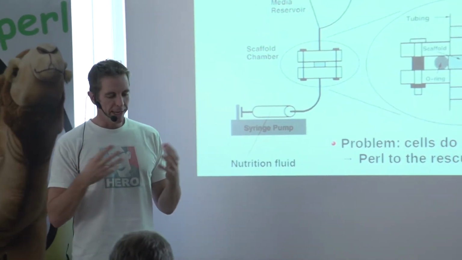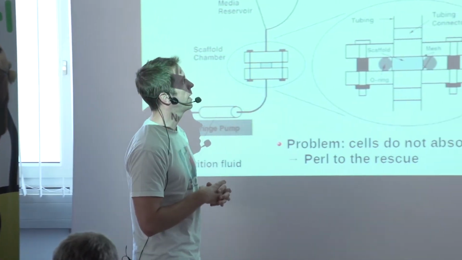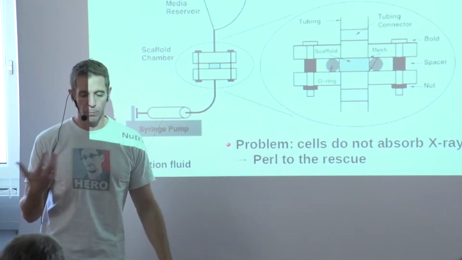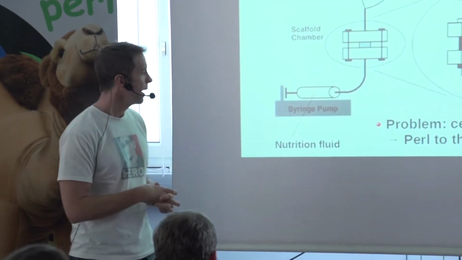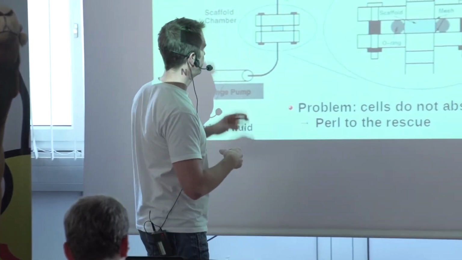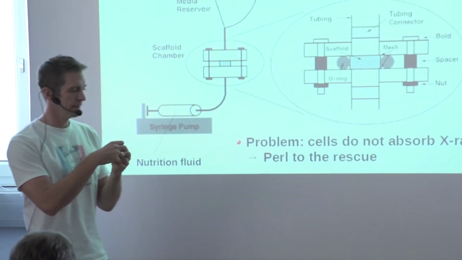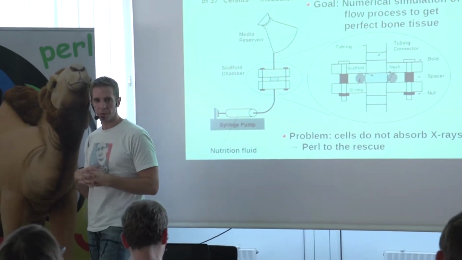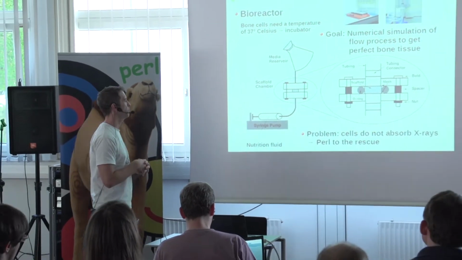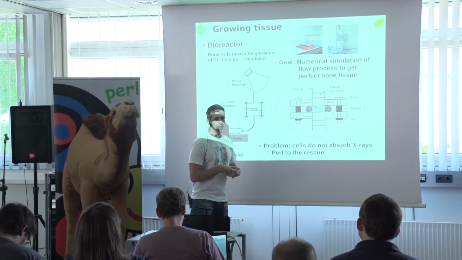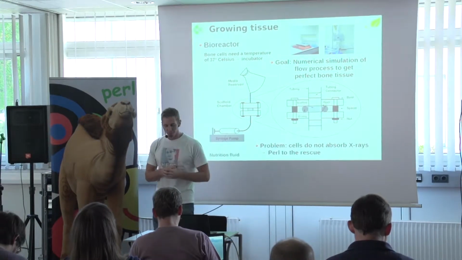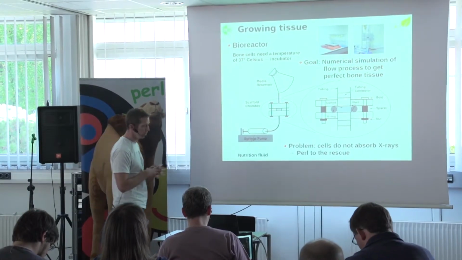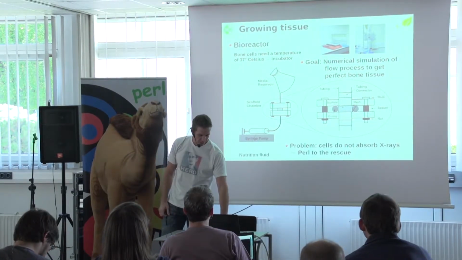What I wanted to achieve, the goal, was a numerical simulation of this flow process to get the perfect bone tissue. There I faced one big problem. When you put the cells into the scaffold, for this simulation you need a geometry, and usually you get this with X-rays or micro-CTs, microcomputer tomography. The problem is that the cells do not absorb X-rays. So we can't use the regular way of doing a micro-CT of the cell-seeded scaffold, and here Perl came to the rescue.